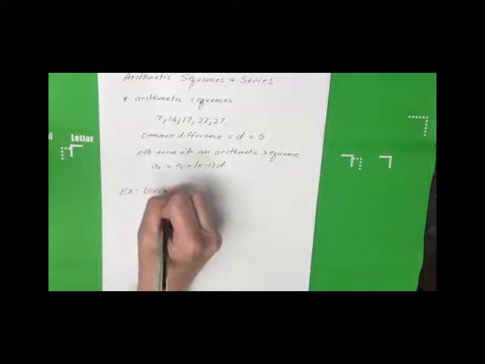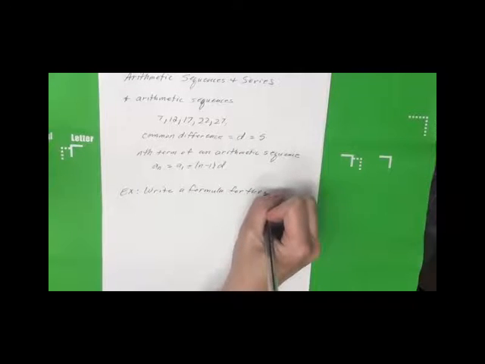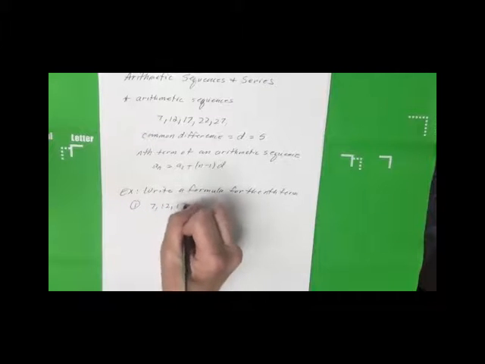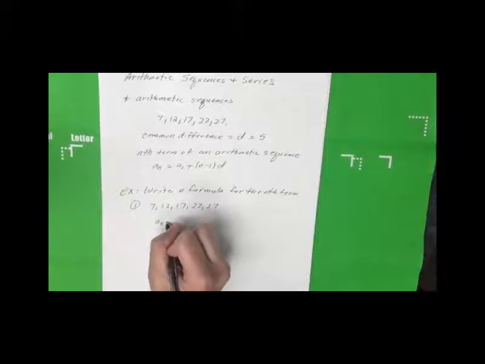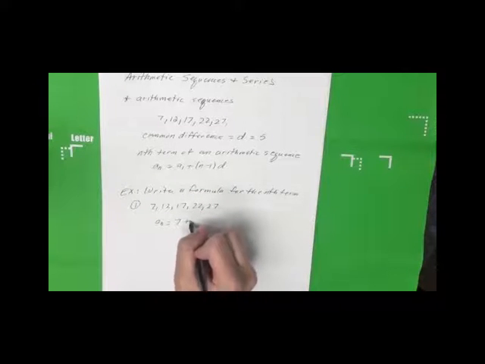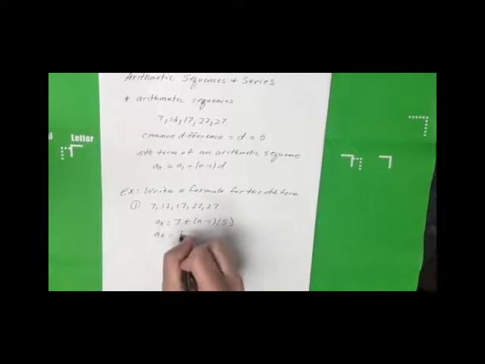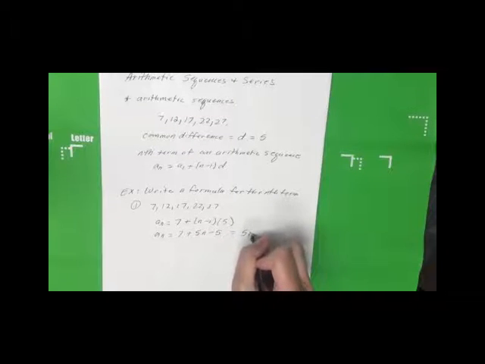So let's write, for example, a formula for the nth term of the sequence. All right, so the first example, let's just look at what we did: 7, 12, 17, 22, 27, and so forth. We have that a sub n is a sub 1, the first term, which is 7, plus n minus 1 times the common difference, which is 5. Now we can go ahead and simplify that a little bit. So I got 7 plus 5n minus 5, so I get 5n plus 2. So a sub n is 5n plus 2.